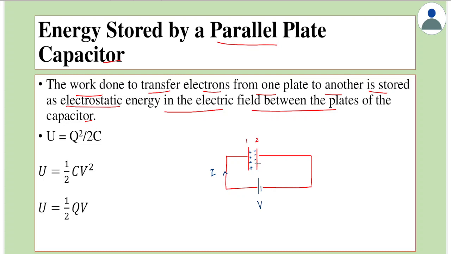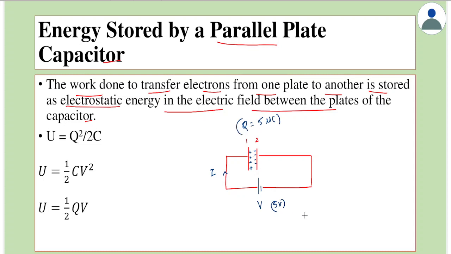So we need to find what energy is stored in this capacitor field. To understand this, let the maximum charge on this be capital Q and let V be its maximum potential difference. For example, let's take a battery of 5 volt, and for this capacitor C, let the charge be some 5 microcoulomb.